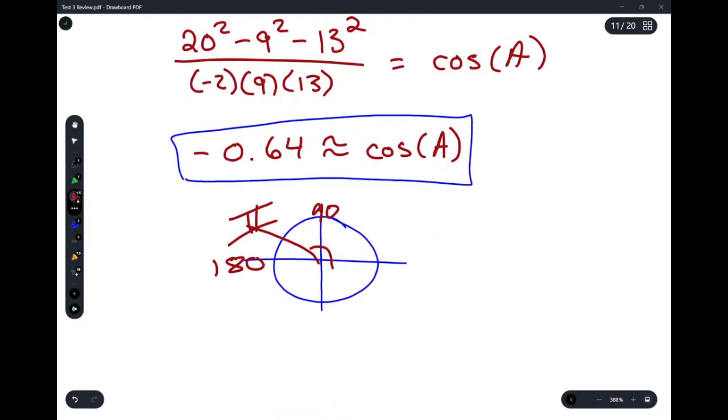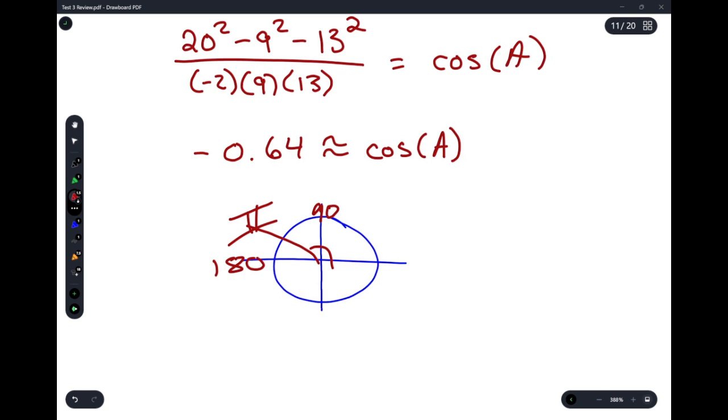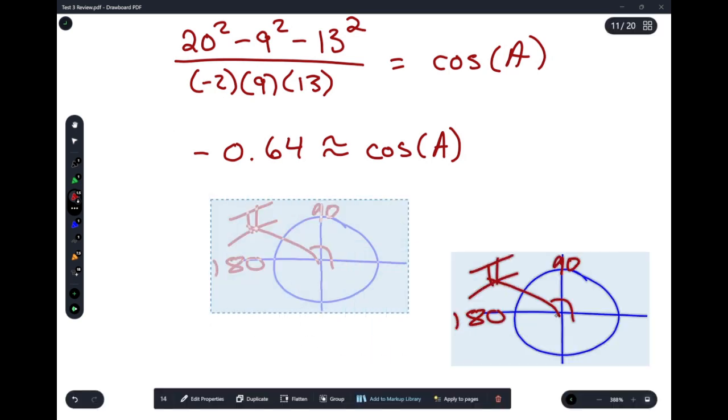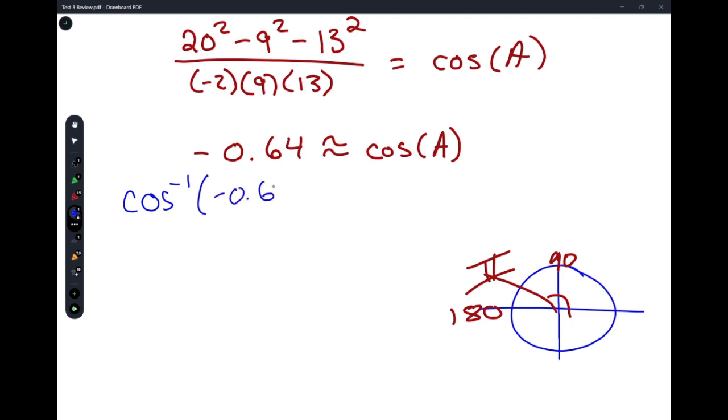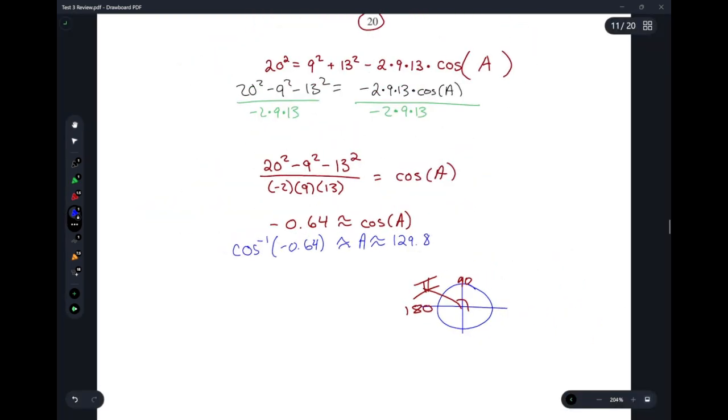All right, so how do we get A by itself? It does have a negative sign in it, but it's not called the negative cosine. And it's not even cosine to the negative 1. It's called the inverse of cosine, or arc cosine. Inverse cosine of negative 0.64. A is approximately 129.8. Yeah? Other people?